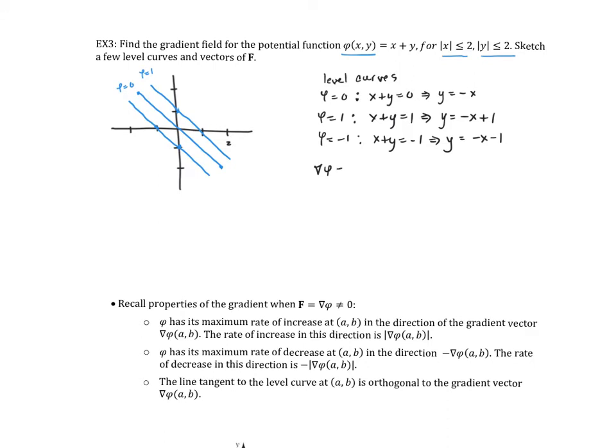So the gradient vector field is going to be the partial derivative with respect to x, which if you're looking at x plus y, that's just 1, partial derivative with respect to y is 1. So I have the gradient field, and there are the vectors 1, 1. All that means is no matter what point I'm at on any of my level curves, I'm going to go a positive 1 in the x direction and a positive 1 in the y direction. So that means that my gradient vector field is going kind of upward, right? So at any point, it's going to go up.